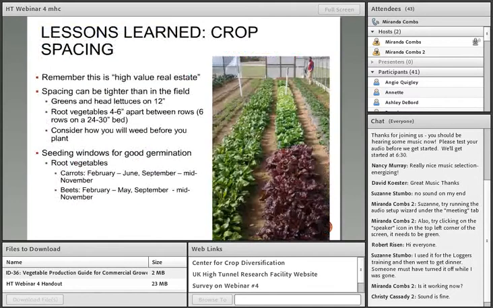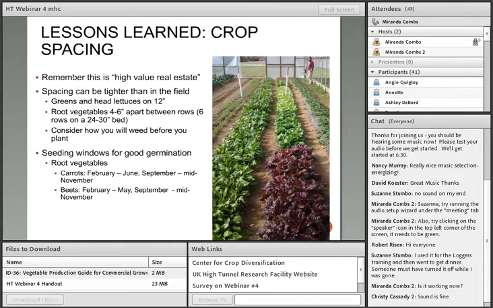All right, and those crops basically carry through the summertime. So now I'm going to talk in general about lessons that we've learned in terms of how to manage the diversified high tunnel as optimizing your high value real estate.